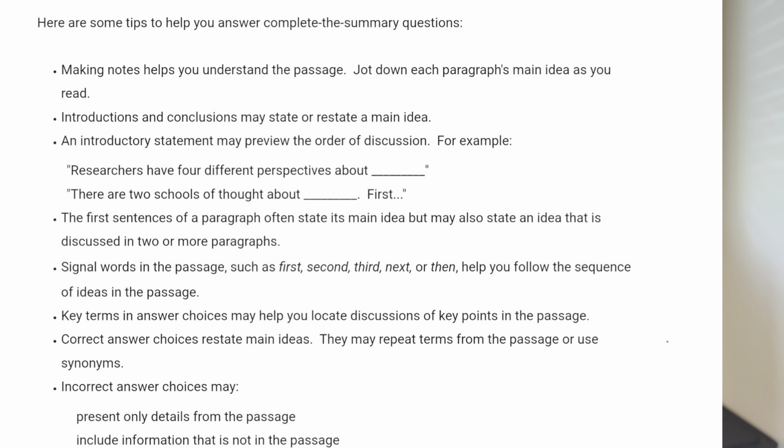Introductory statement may preview the order of the discussion. That's what I stated: the introductory statement of each paragraph gives you a brief overview of what is going to happen in the rest of the paragraph. The key terms in the answer may help you to locate the discussions. Correct answers restate the main idea. That's really key when you're answering this question.